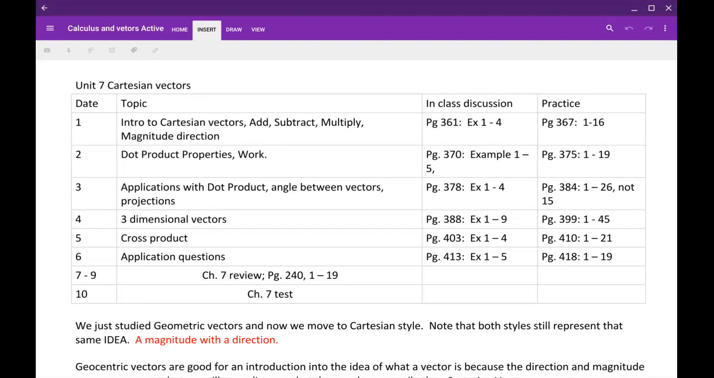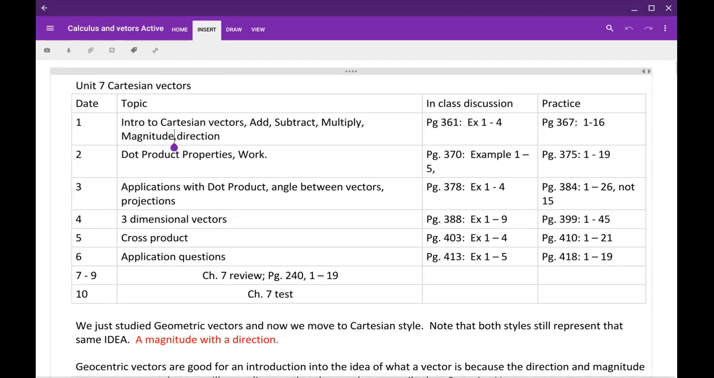Okay, good morning, everybody. This is Unit 7, Cartesian Vectors. We'll do the first day today, Introduction to Cartesian Vectors: add, subtract, multiply, magnitude, and direction. Okay, and so what we'll do is put a comma right there.